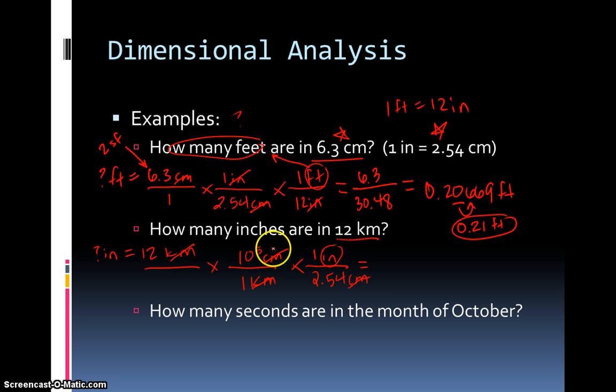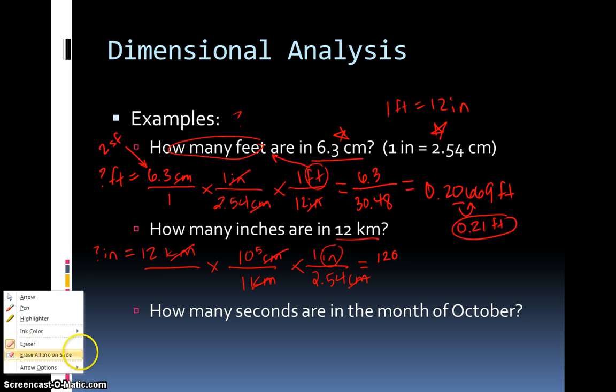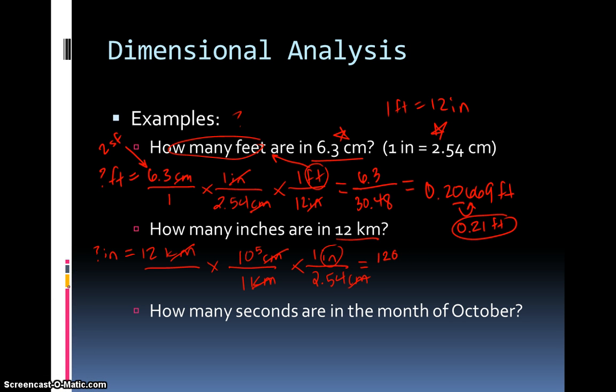So I'm going to do 12 times 10 to the 5th, which gets me to, oh shoot, I put the comma in the wrong place. Sorry about that, guys. So that gets me to 12 with 5 zeros. So 1.2 million. And I'm going to go ahead and divide that by 1 times 2.54, which is just 2.54. So I do my 1.2 million divided by 2.54, and that gets me to this gigantic number here, 472440.